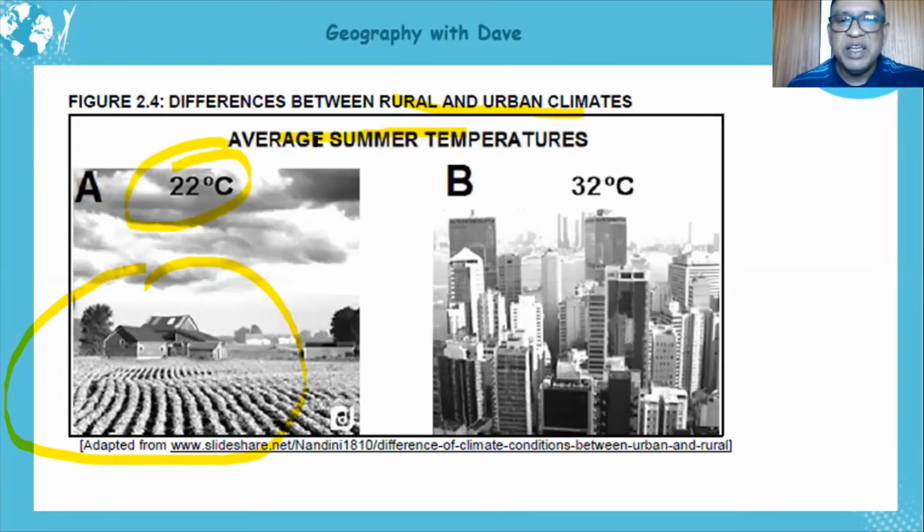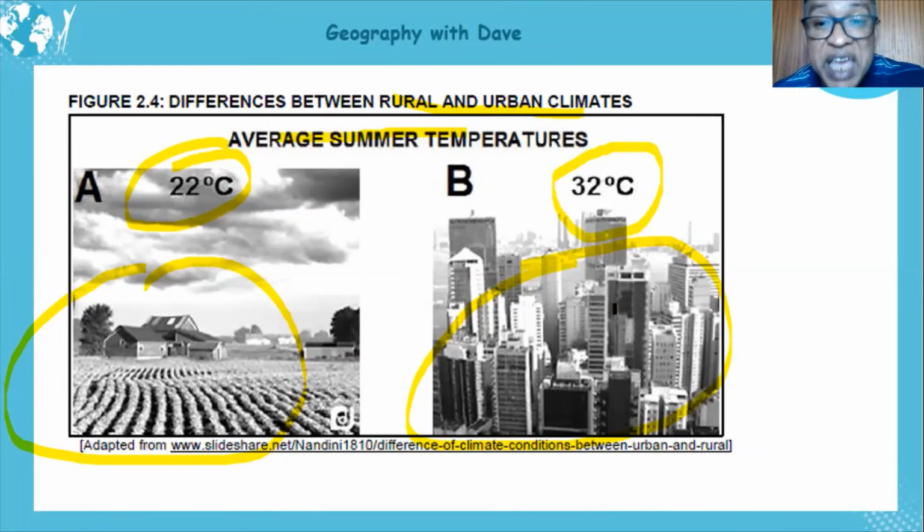What do we see here? Massive buildings, etc. Can you see it? Temperature is 32 degrees. So it's telling us that the urban area is warmer than the rural area. Can you see it? Just doing a strategy. I do apologize, learners. I may not finish this one, but just to show you another way of doing it using pictures. So we're talking about urban heat islands, etc.